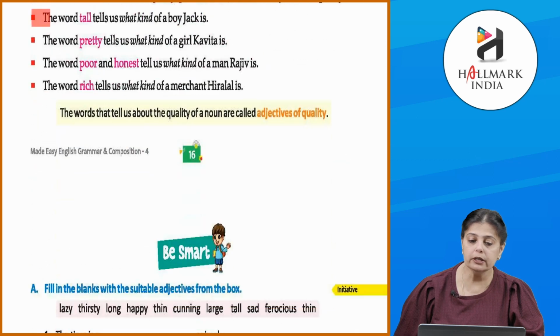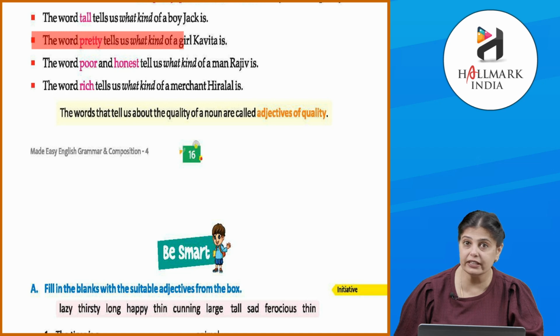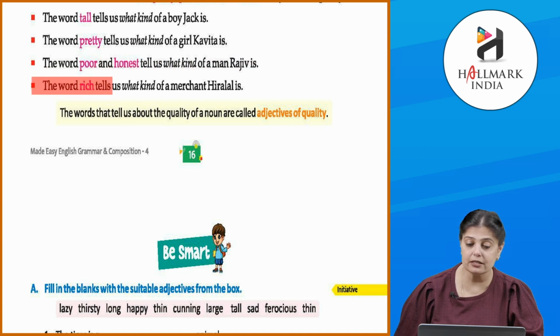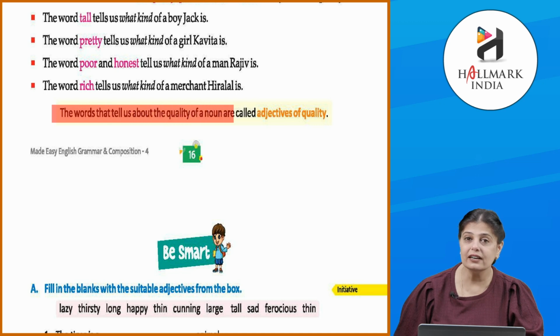Chalo, the word tall tells us what kind of a boy Jack is. The word pretty tells us what kind of a girl Kavita is. The words poor and honest tell us what kind of a man Rajiv is. The word rich tells us what kind of a merchant Hiralal is. The words that tell us about the quality of a noun are called adjectives of quality.